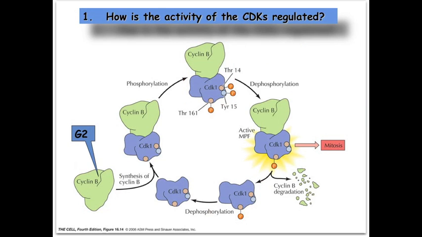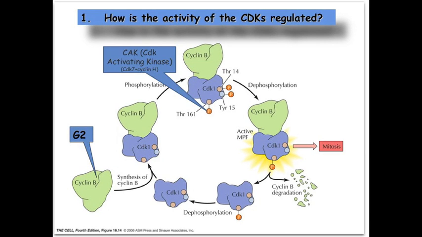In fact, cyclin B is synthesized during the G2 stage of the cell cycle, and the moment that it is synthesized, it forms a complex with CDK1. Now, in order to activate this complex, CDK1 needs to be phosphorylated, and that activating phosphorylation event is mediated by the CAK kinase. CAK stands for CDK activating kinase, which is made of a complex of CDK7 and cyclin H. So CAK phosphorylates CDK1, and this is an activatory phosphorylation event because it activates the kinase.